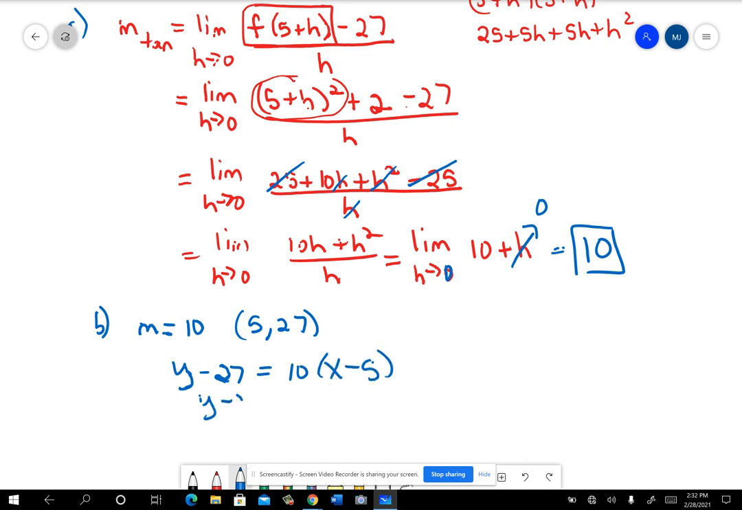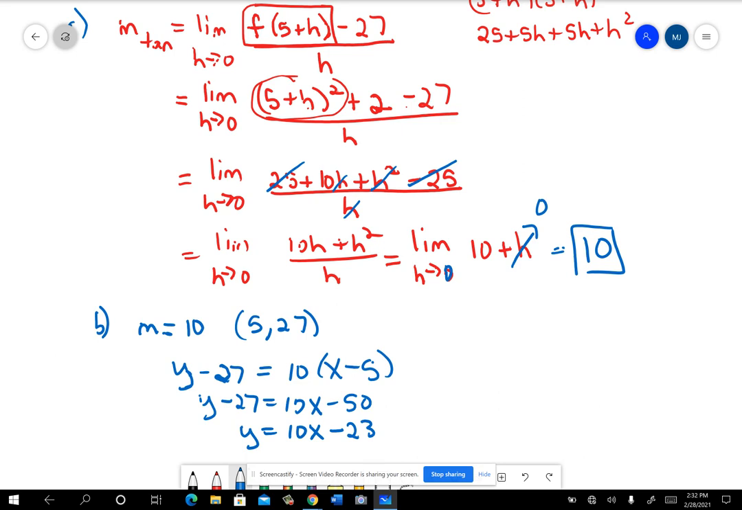Then you just clean that up a little bit. So you distribute, add the 27. So what's that? That's negative 23. So it'll be y equals 10x minus 23. So that's the equation of the tangent line. Okay. So that's what they wanted on number 11.